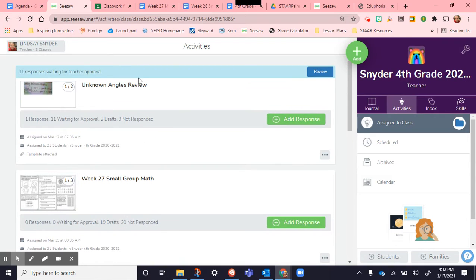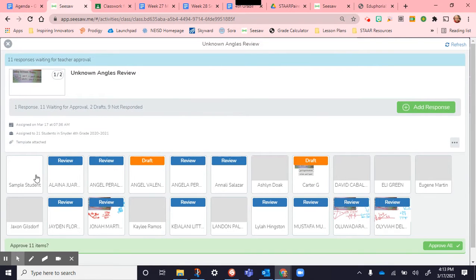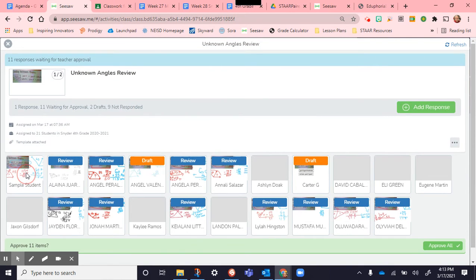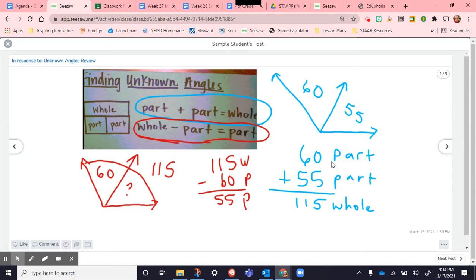The other thing we did in math today is we went here to this unknown angles review. There are a couple formulas on here, and instead of using the box, I just wrote it out. So finding unknown angles, you've got your part and whole. You can either have a part plus a part, which equals the whole, and that's the blue example right here. Or you can start with a whole and one part, and you're trying to find the missing part. So you would take your whole, subtract the part you know, and you're left with the missing part. That's the red example here.